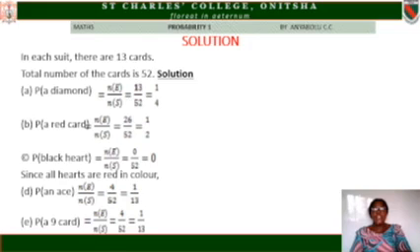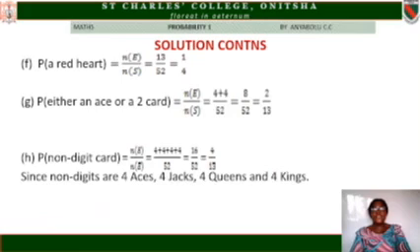D, probability of getting an ace, n of E equals 4, n of S equals 52. That is 1 over 13. E, probability of getting a 9 card, n of E is 4, n of S is 52. That is 1 over 13. F, probability of getting a red heart, n of E is 13, n of S is 52. That is 1/4. G, probability of getting an ace or a 2, n of E over n of S equals 4 plus 4 over 52, simplified to 2/13.